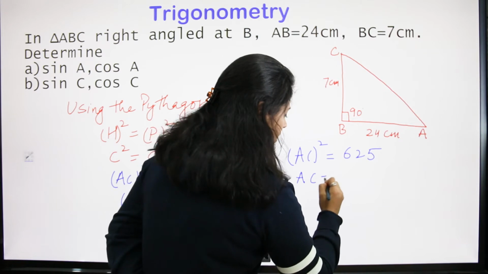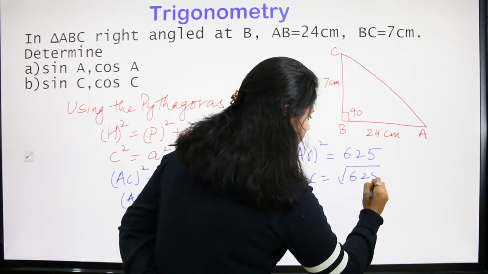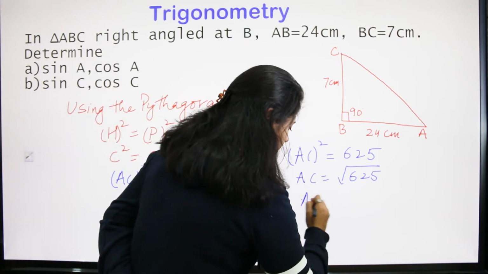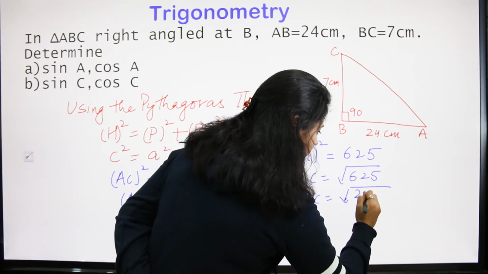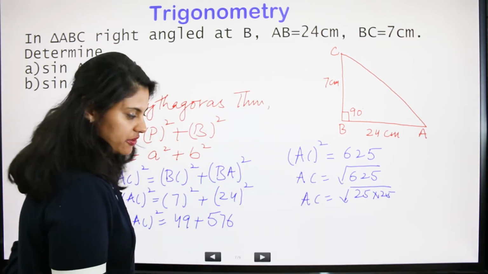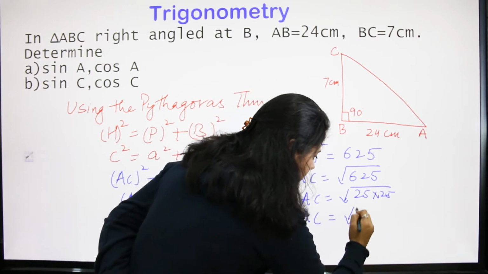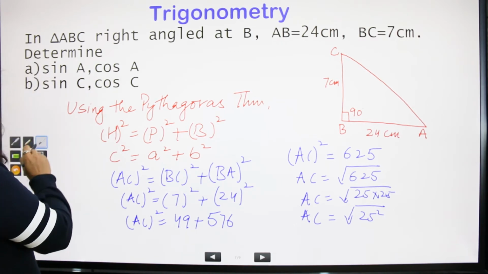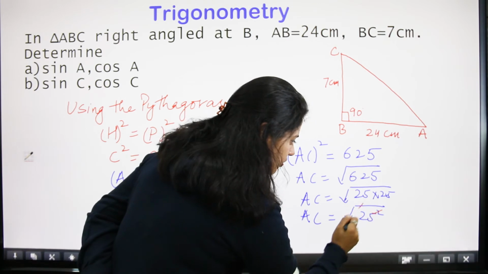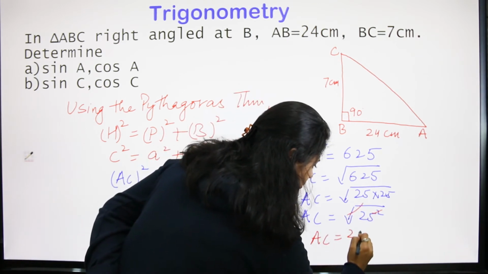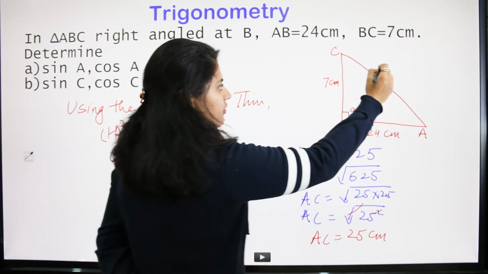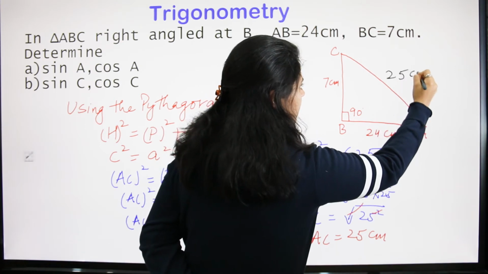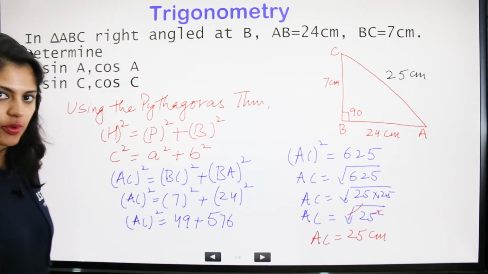So AC will be equal to the square root of 625. When the square goes to the other side of the equal sign, it becomes a square root. 25 times 25 is 625, so AC is the square root of 25 square. Now square and square root are reverse of each other, so we can cancel them. So AC will be equal to 25 centimeter. Here we got the value of AC, which is 25 centimeter.